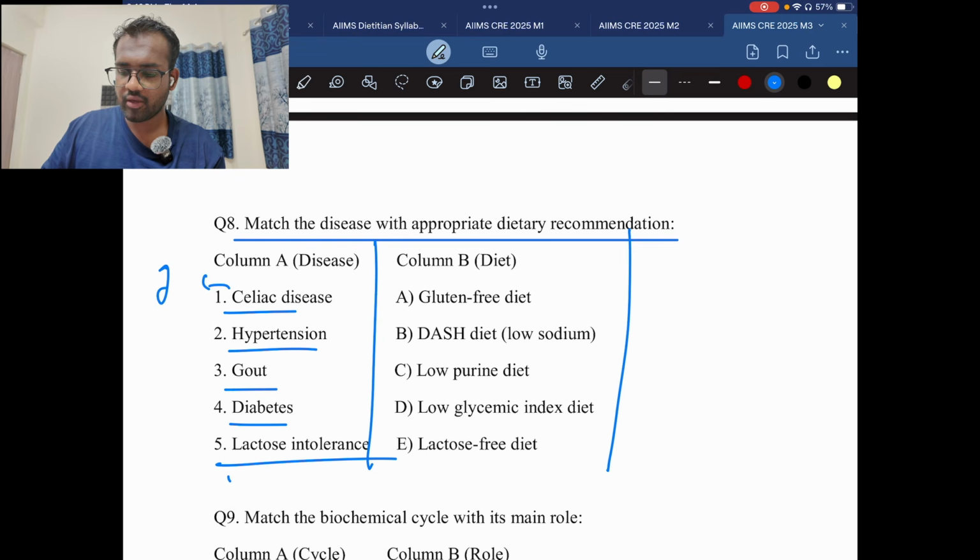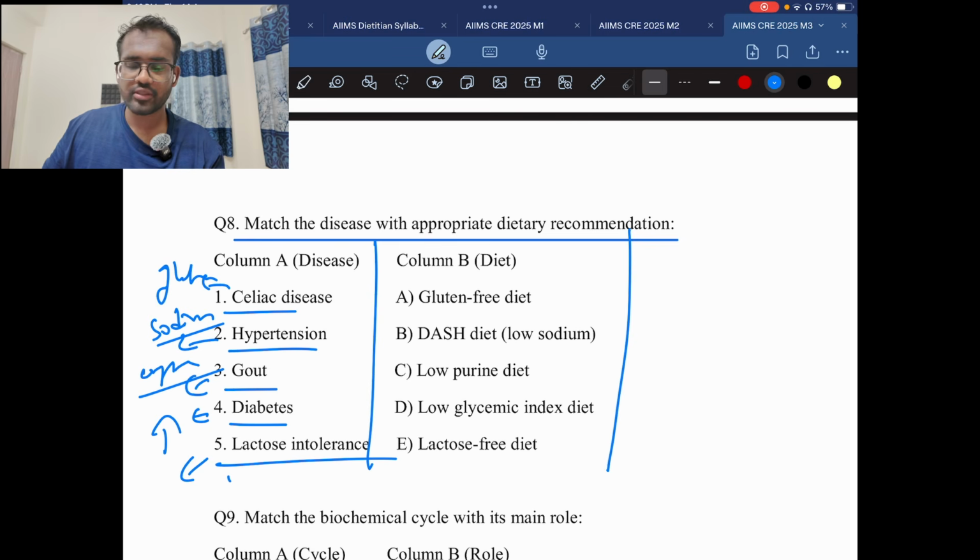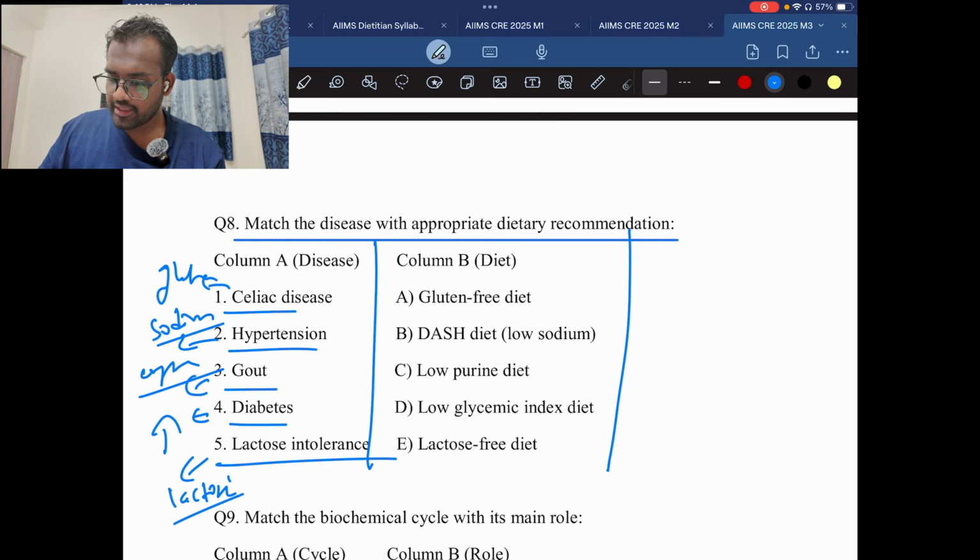Celiac disease is an intolerance for gluten. Hypertension is related to sodium intake, high blood pressure. Gout is uric acid crystals forming near the bone joints. Diabetes is a high blood sugar level. Lactose intolerance means being unable to digest the lactose sugar molecule in the body due to lactase enzyme deficiency. So we'll match it.